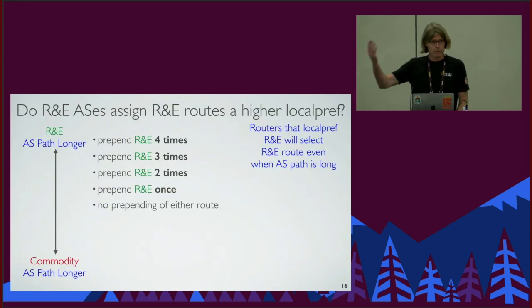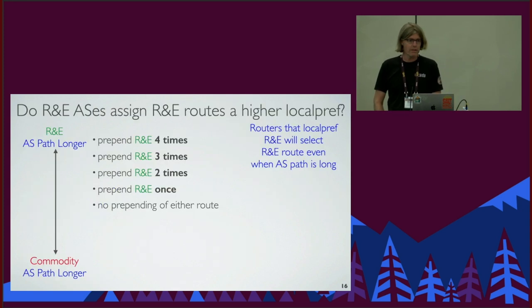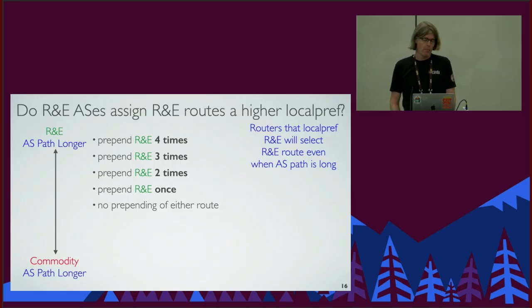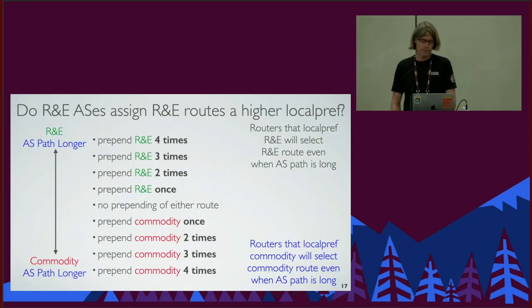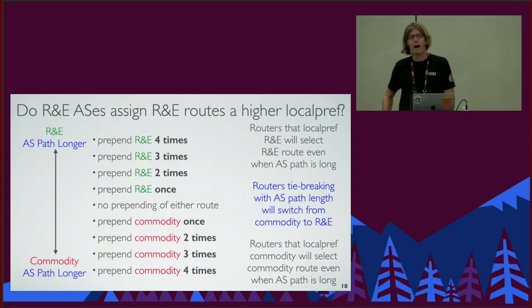So to get back to the original question about local preference, the route that we announced, we made changes to over time, prepending changes. We started with many prepends on the R&E AS path announcement, so that routers that local pref R&E higher would just always select it and we could be confident that that's what they were doing. And then we increased prepending on the commodity route. Routers that local pref commodity will continue to select the commodity route even when it's long. And then the networks that local pref R&E and commodity equally will switch from commodity to R&E at some point during the experiment.